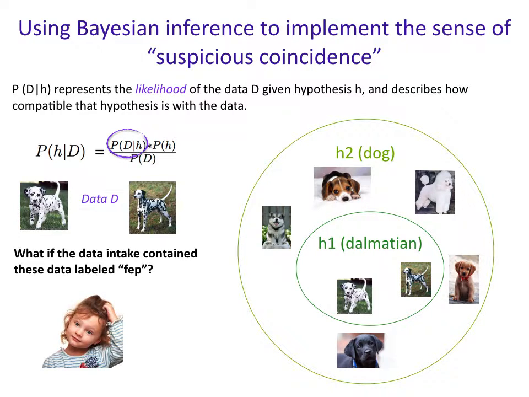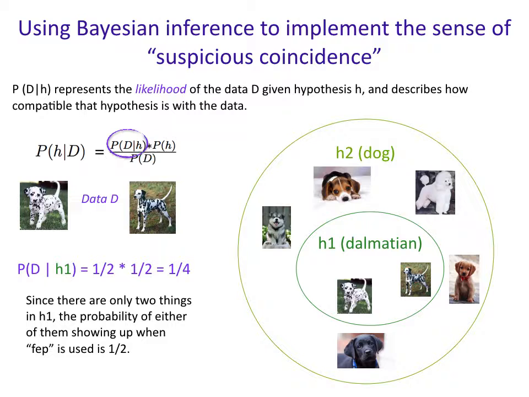So let's consider this data intake. We have 2 data points, 2 Dalmatians, each of which has been labeled a fep. That's our data. So what's the probability of that data given each hypothesis? For hypothesis 1, there are only 2 things in H1, and the probability of either of them showing up is 1 out of 2, if fep can only refer to those 2 things. So Dalmatian number 1, 1 out of 2 chance. Dalmatian number 2, 1 out of 2 chance. Since these are independent events, we just multiply, and we get the total likelihood to be 1 out of 4.